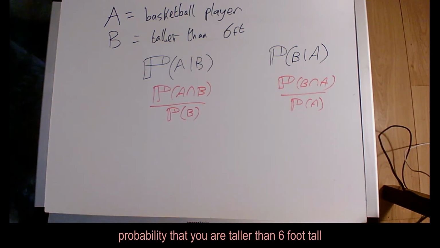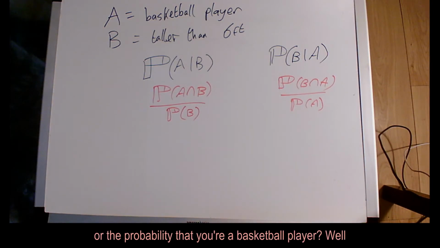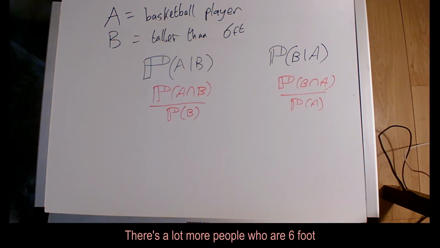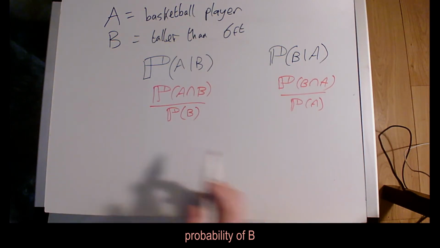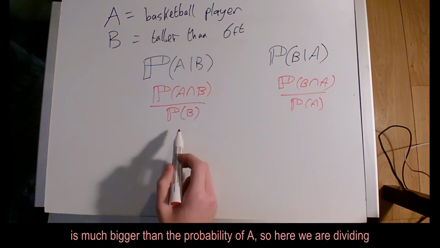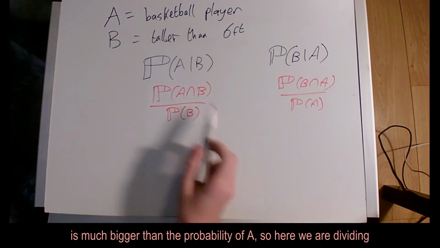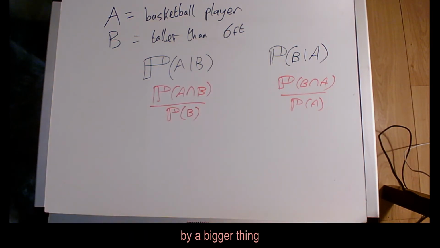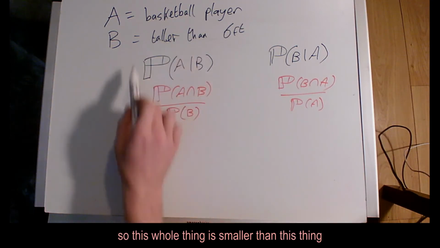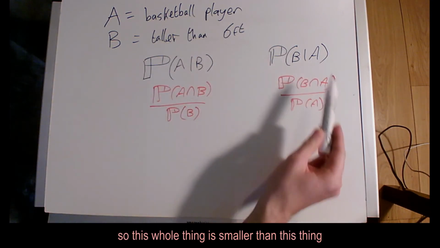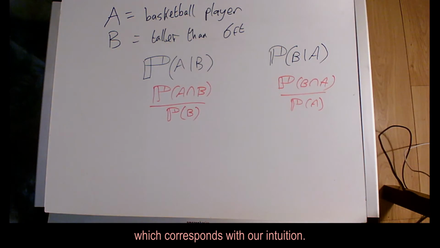What's bigger, the probability that you are taller than 6 foot tall, or the probability that you're a basketball player? Well, there's a lot more people who are 6 foot tall than there are basketball players. And so the probability of B is much bigger than the probability of A. So we are dividing by a bigger thing. So this whole thing is smaller than this thing, which corresponds with our intuition.